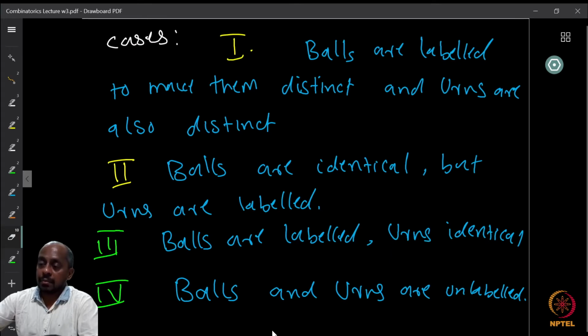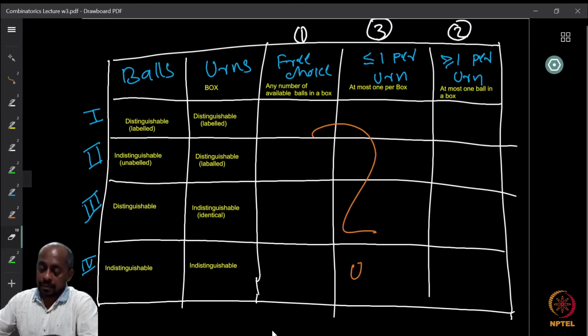Now let us try to put it into a nice table, right? So you have the balls, the urns, right? Then the cases that are distinguishable or labeled, and indistinguishable or unlabeled, and then these are the 4 into 3 choices, right? Where any number of available balls in a box is allowed, then at most one per each box, and at least one per each box, right?